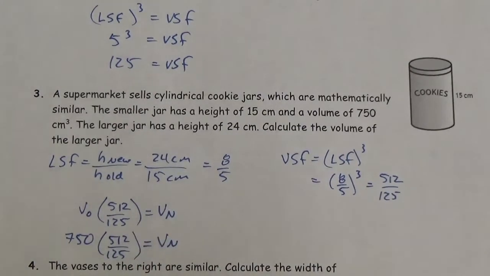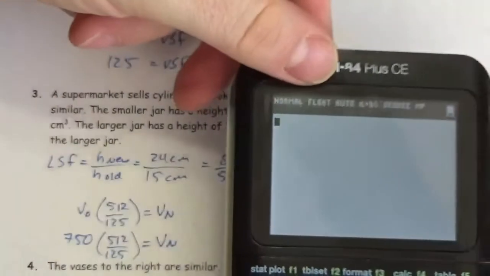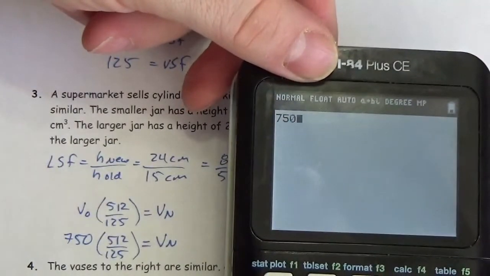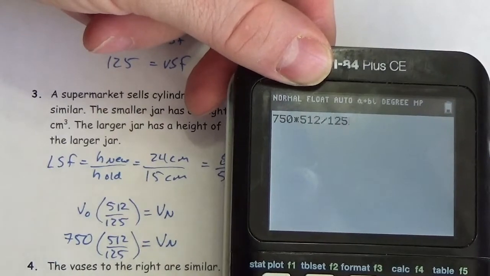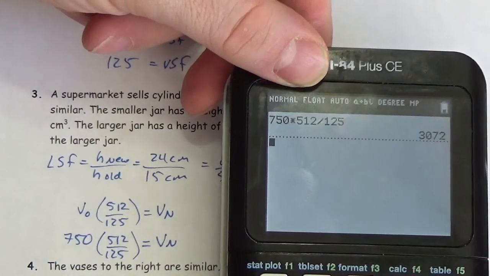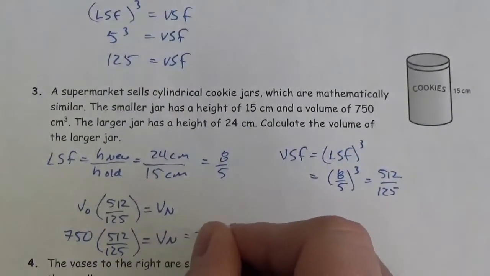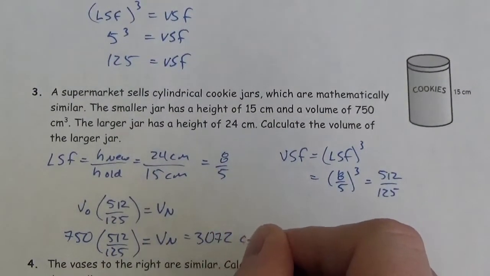So now I'm just going to pull out the calculator here. 750 multiplied by 512 divided by 125. Oh, and we get a really kind of a nice clean number there. 3,072 centimeters cubed.